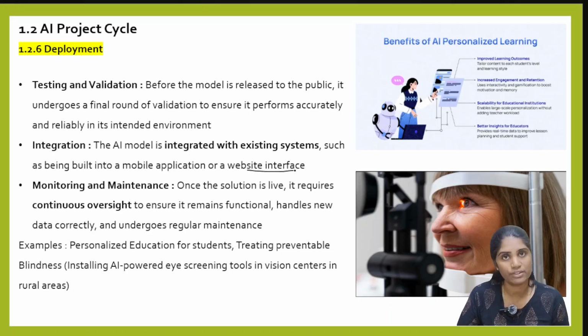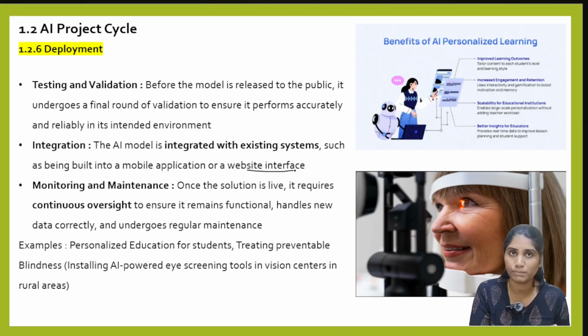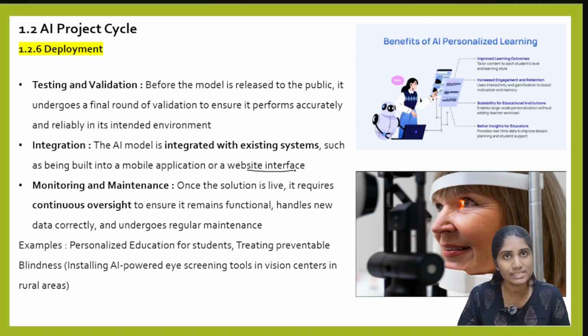After the integration phase, your AI model is up and running. You have done the testing and validation, it provides correct and accurate results with your testing data, and now you release it to the public. How do you release it to the public? It can be as a new website or in an existing application. You integrate the AI model into your existing mobile application or website. Once this integration is done, the last phase is monitoring and maintenance. This is very, very important.